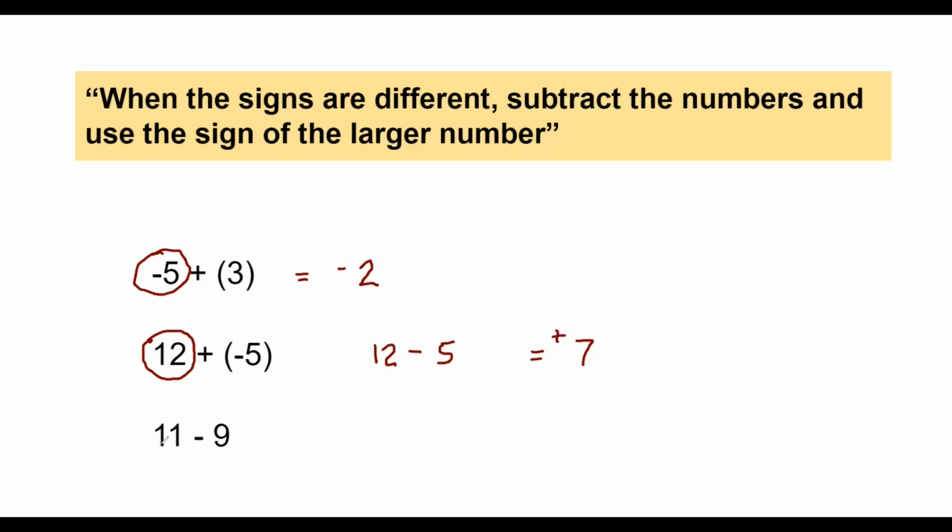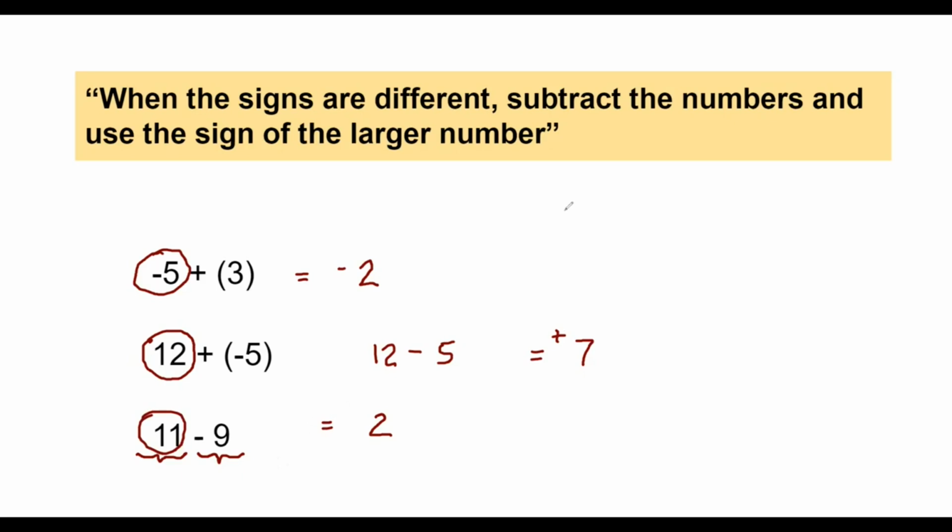In this last one, 11 minus 9. So we're thinking of the 11 as positive, and the 9 is negative. 11 minus 9 is 2, and the larger number is positive. So that is a positive 2.